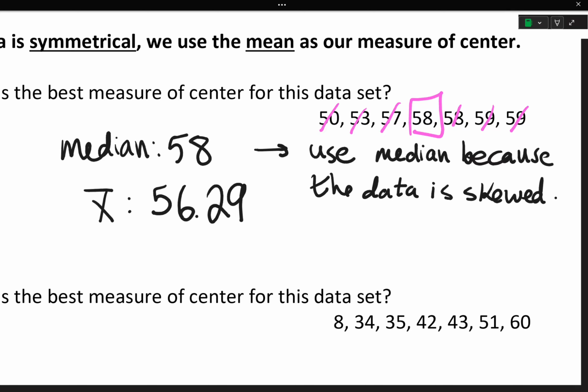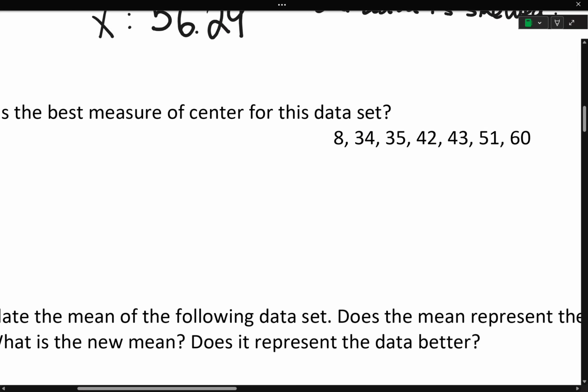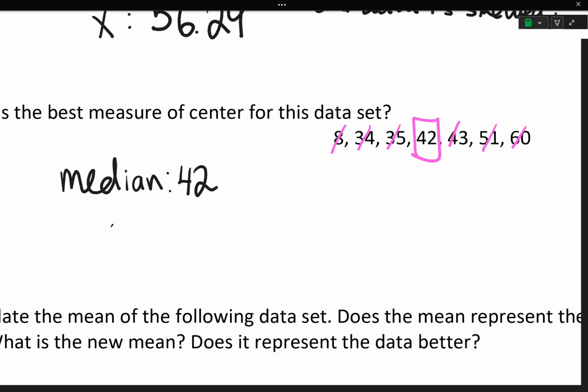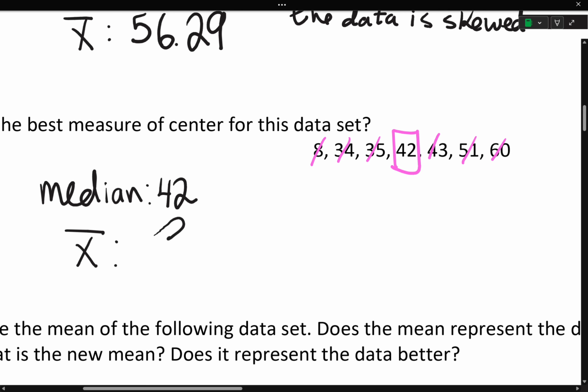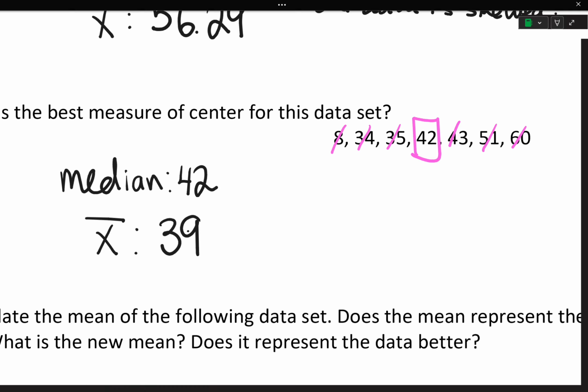Alright, let's do the same thing for number 2. First, let's find the median. We can still do that by crossing a number off on each end, 42. Next, let's find the mean by adding up all the numbers and dividing by 7, because that's how many numbers are on our list. This time we get a nice whole number. Whoops. It's 39. Once again, our data is skewed because the median and mean are more than 1 unit apart.